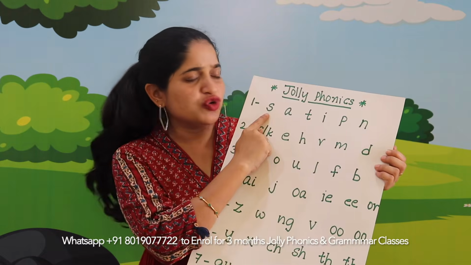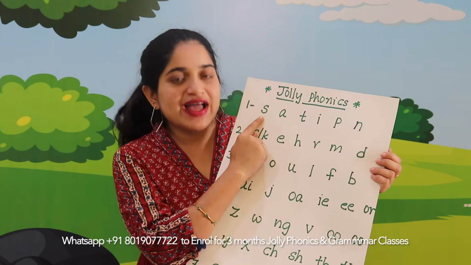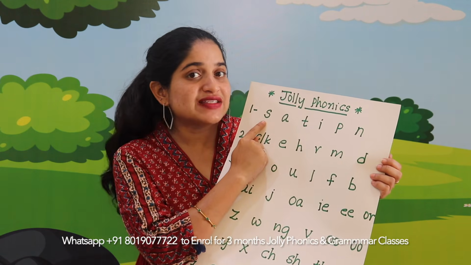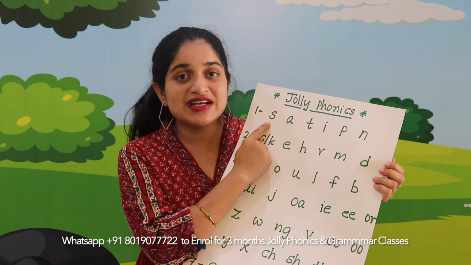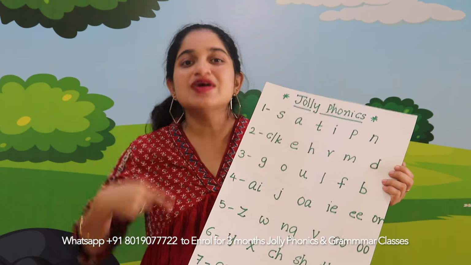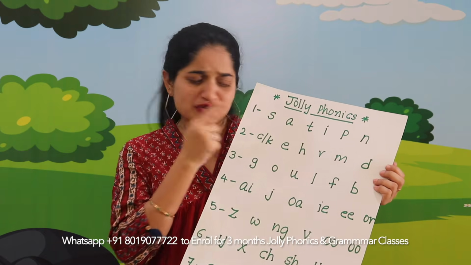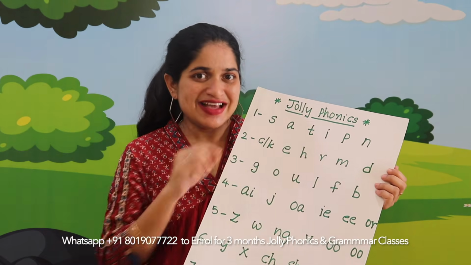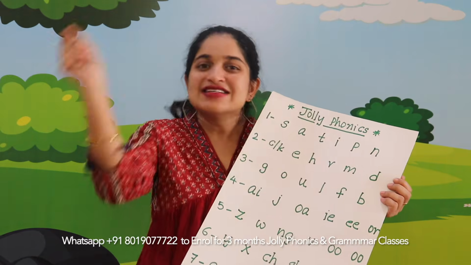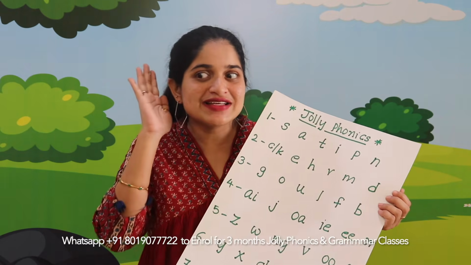So now let me show you the action for this first letter S. What is the sound of this letter, children, as I mentioned earlier? S. Can you repeat it along with me now? S. Very good. Now what is the action of this letter? S, S, S, just like the snake is hissing from somewhere around you.